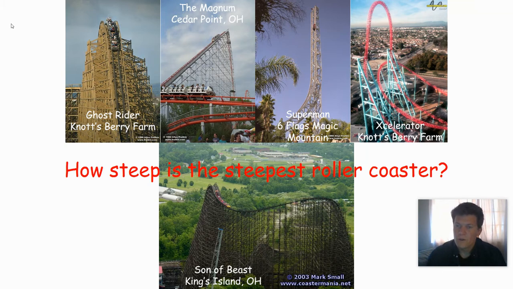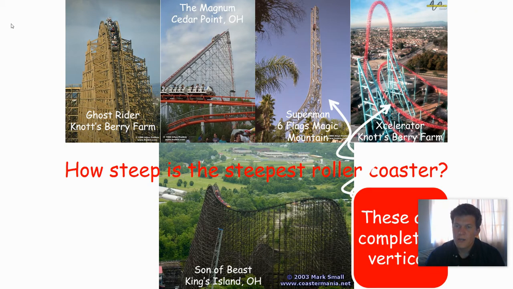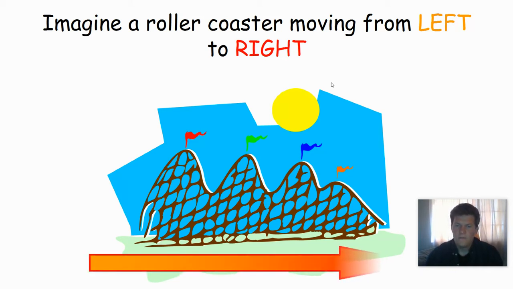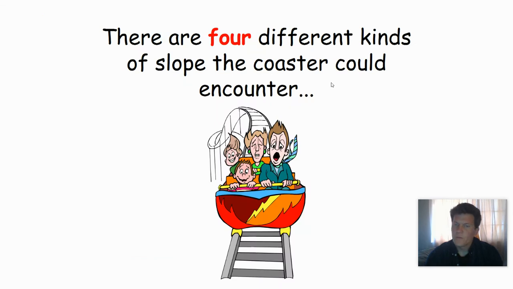2 of these roller coasters are completely vertical. Doesn't get any steeper than complete vertical. So those 2 would be the steepest. Now, when we're thinking of slope as far as our mathematical equations and graphs goes, I want you to think of these roller coasters going from left to right. Left to right, there's 4 different types.